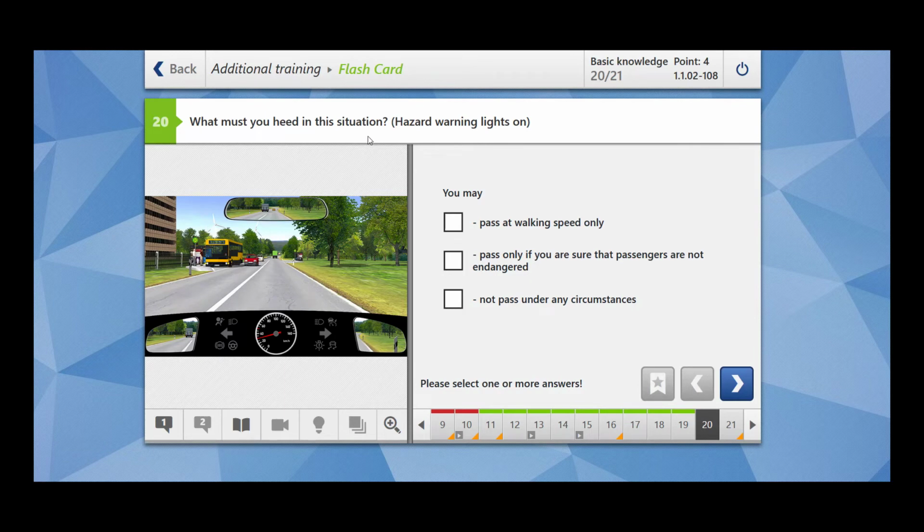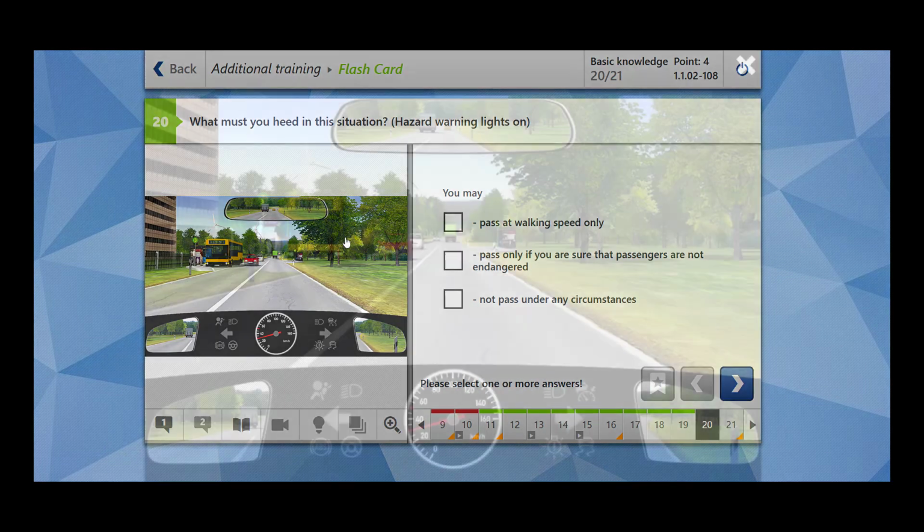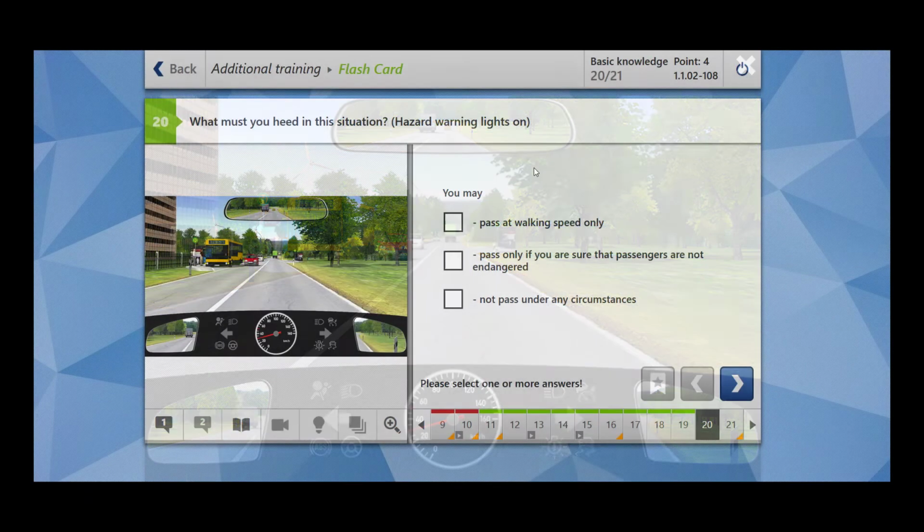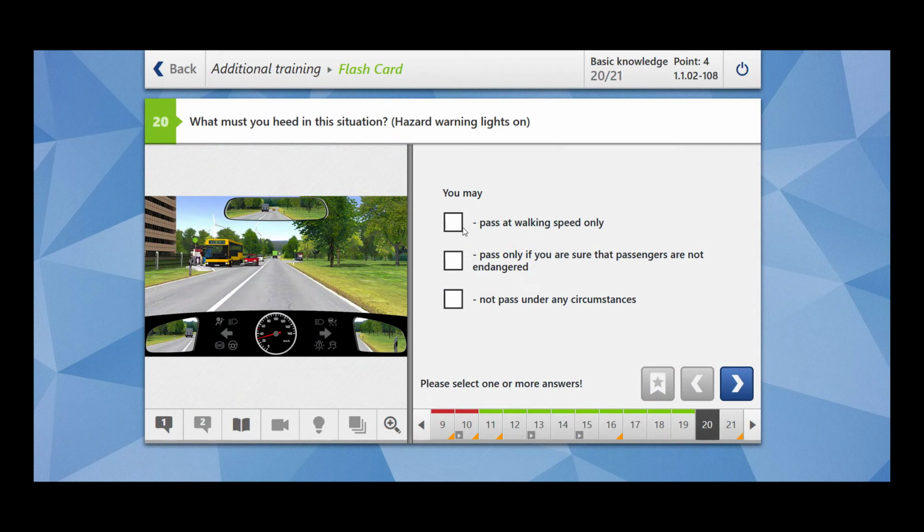What must you heed in this situation? Hazard warning lights on. A bus has stopped at the bus stop and hazard warning lights are on. What you have to take care of? You may pass at walking speed only. This is correct. Pass only if you are sure that passengers are not in danger.